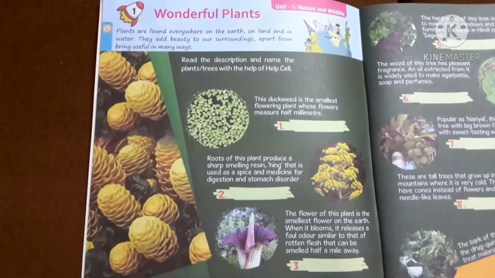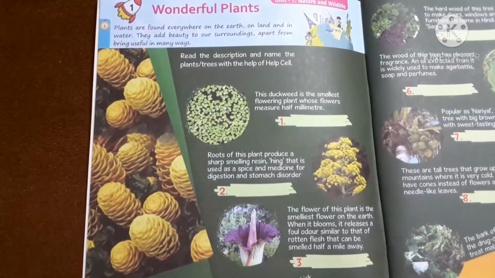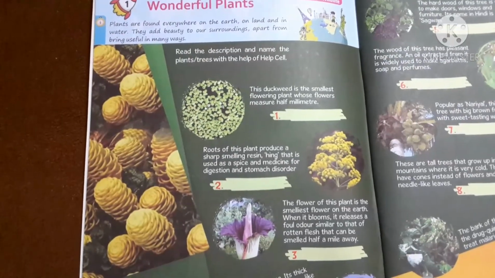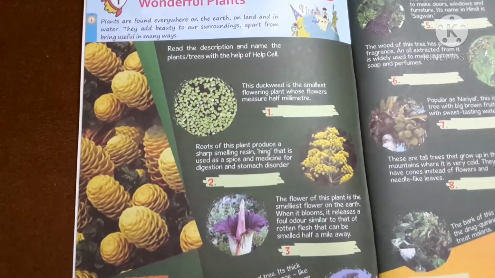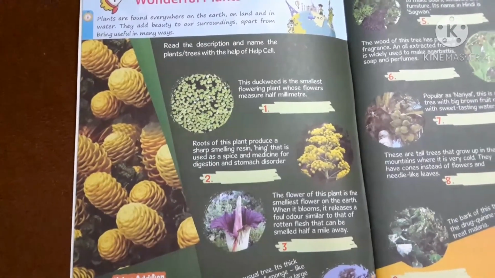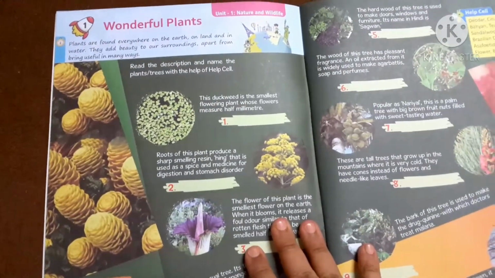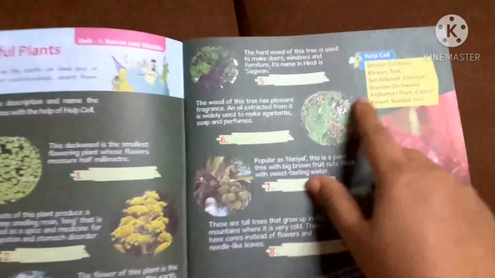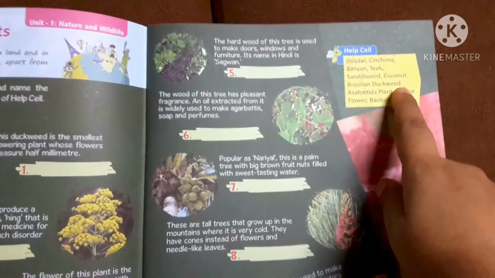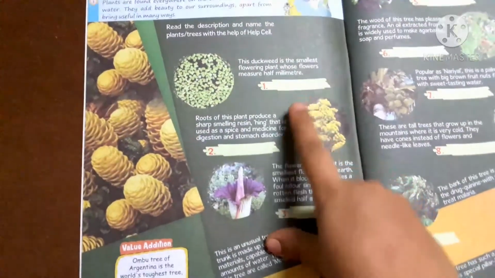Now we will go for the first one. This duckweed is the smallest flowering plant whose flowers measure half a millimeter. As we discussed in the video, duckweed is an underwater plant. Here you can find it is a Brazilian duckweed. Okay. You can find the answer here, the Brazilian duckweed spelling. So write down this spelling here, Brazilian duckweed.